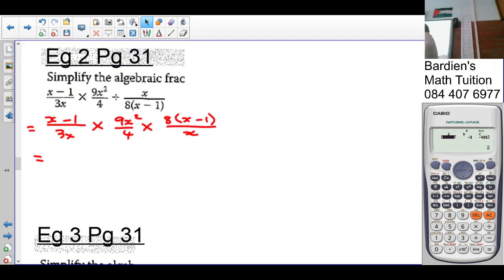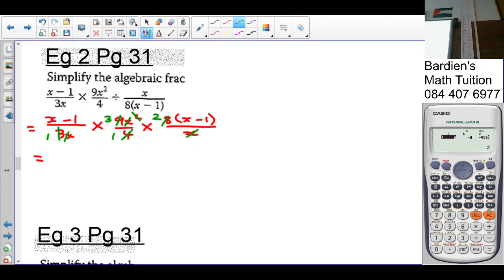Okay, so let's cancel. What can cancel here? 3 going to 3 once, 3 going to 9, thrice. What else? 4 going to 4 once, 4 going to 8, twice. X cancel one of those x's, leave you with one x left, not so? And that x cancel that x. So what am I left with?